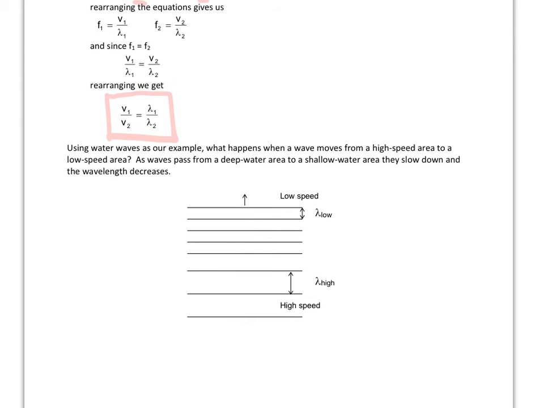Using water waves as our example, what happens when a wave moves from a high speed area to a low speed area? As a wave passes from a deep water area to a shallow water area, it slows down and the wavelength decreases. So waves coming in from, let's say, deep water out here, pass into a shallow water area over here. They slow down, so their speeds will change, and the wavelength will decrease.